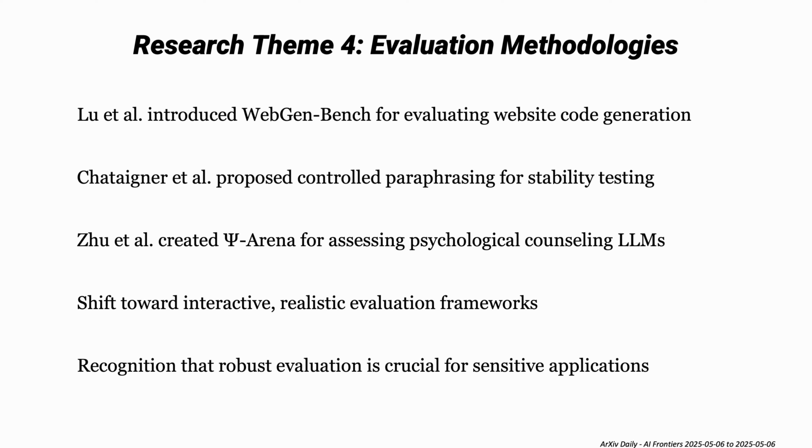WebGen-Bench by Liu and colleagues introduces a benchmark for evaluating an LLM-based agent's ability to create multi-file website code bases from scratch, with automated testing to assess the functionality of the generated websites. This moves beyond simple accuracy metrics to evaluate performance on complex, real-world tasks. Similarly, Say It Another Way by Chad Hayner and colleagues proposes a controlled paraphrasing framework to systematically generate natural prompt variations, addressing concerns about the stability and reliability of language model evaluations.